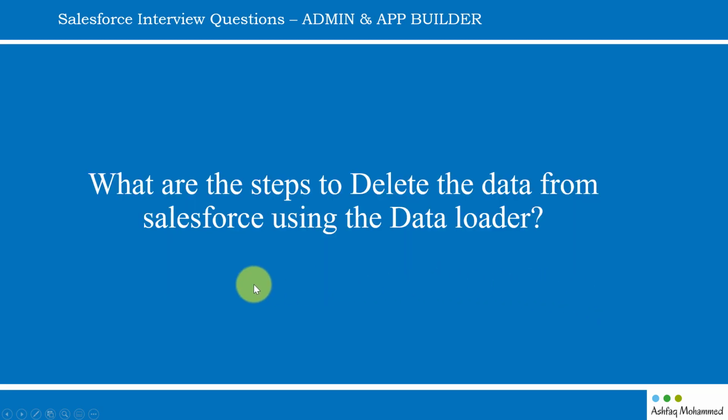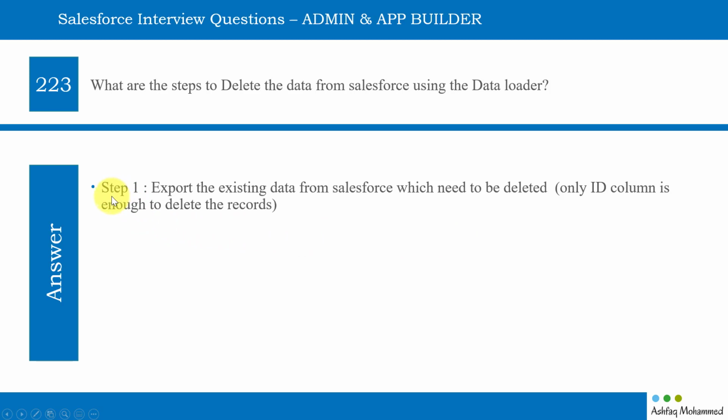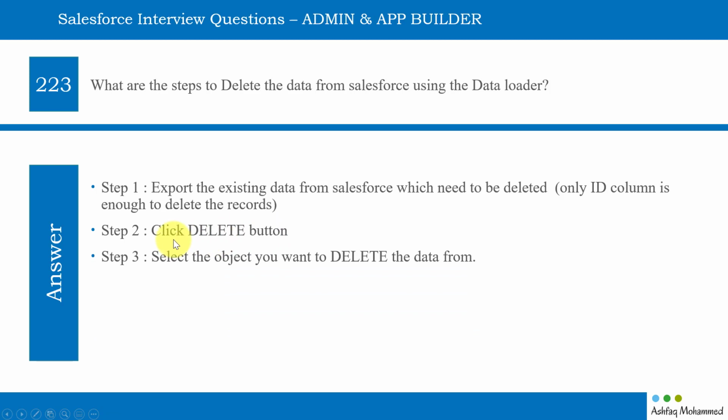The next question is, what are the steps to delete the data from Salesforce using the data loader? This is also very simple. Step 1, first export the existing data from Salesforce which needs to be deleted. You don't have to export all the columns, only the ID column is enough to delete the records. Then click on the delete button on the data loader and select the object you want to delete. Let's say I want to delete the records from the lead object, so select lead.